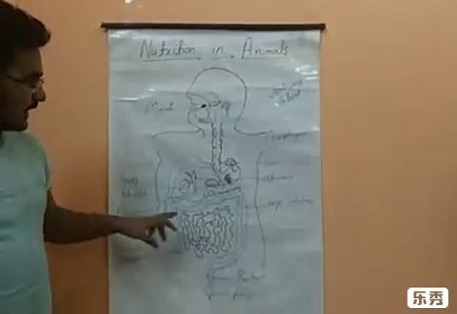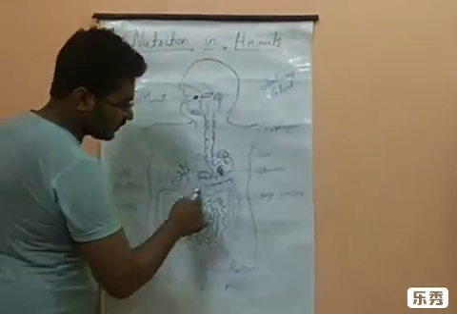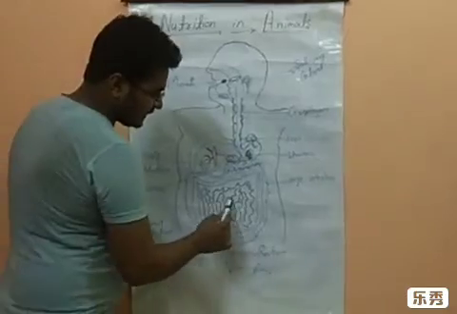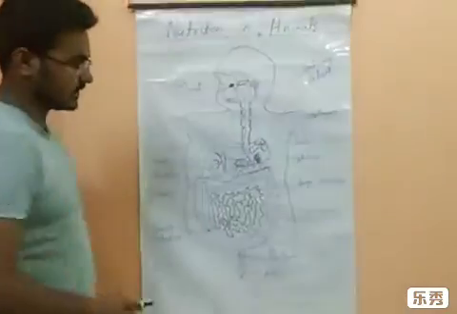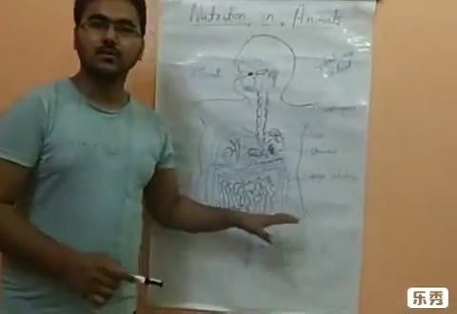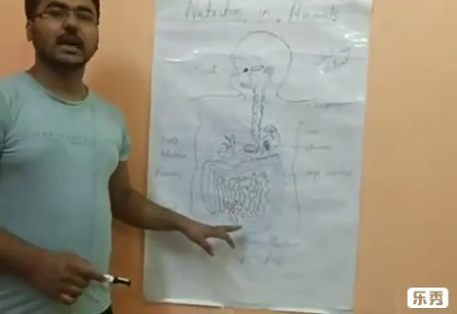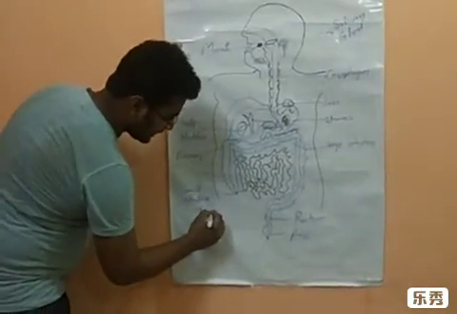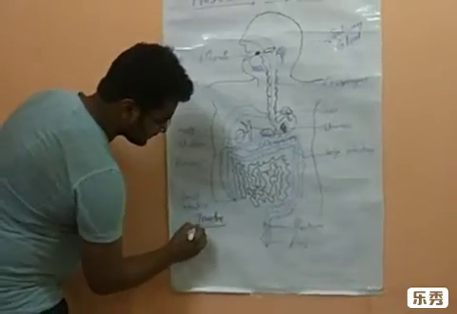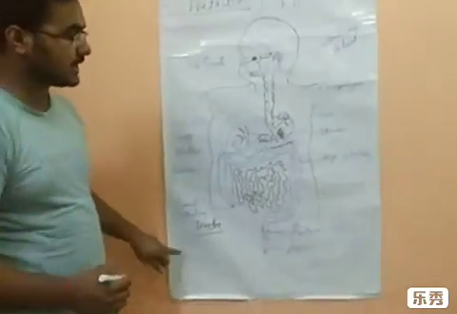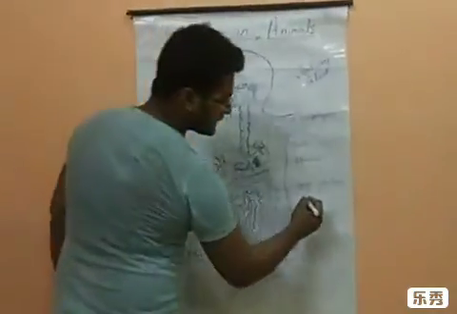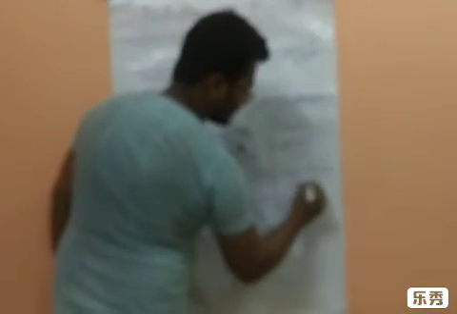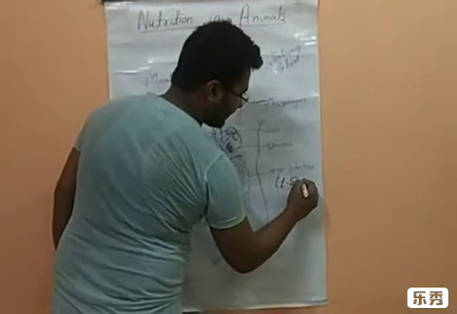Here you can see that this outer covering is called the large intestine, and this internal layer is called the small intestine. What is the length of these? The small intestine is 7 meters long, whereas the large intestine is 1.5 meters long.